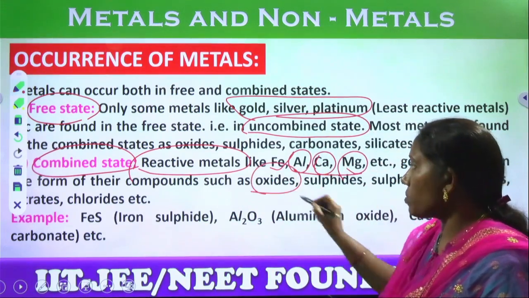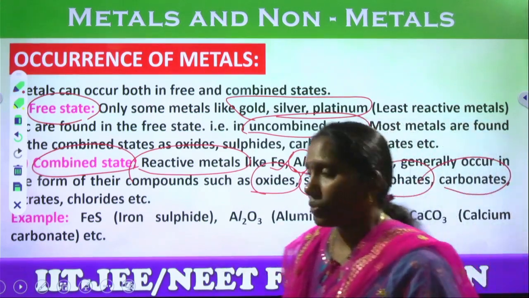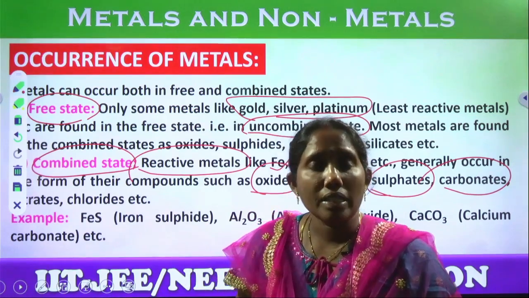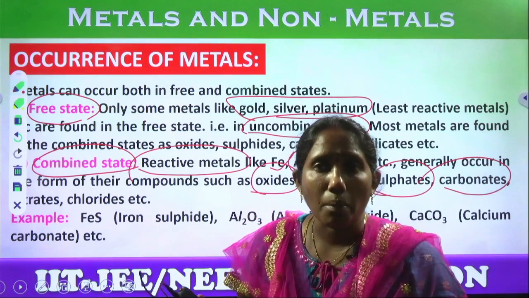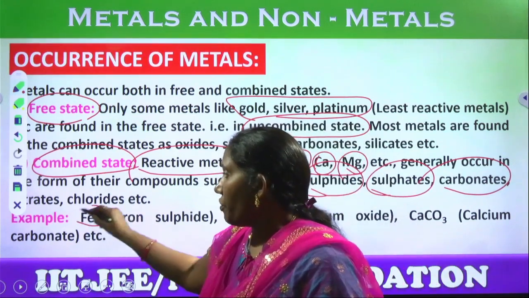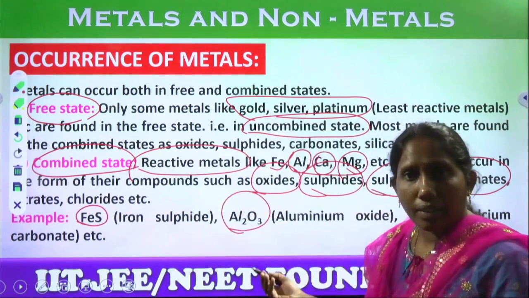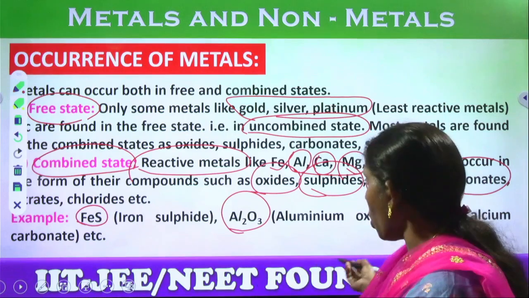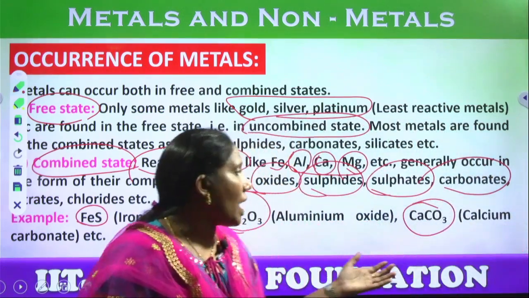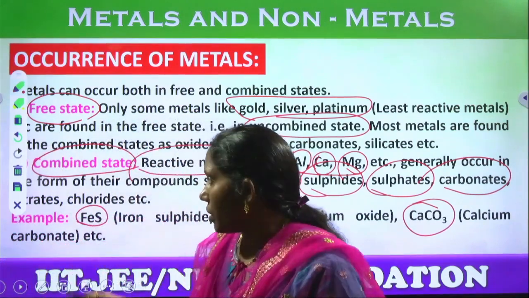They form oxides, sulfides, sulfates, carbonates and chlorides. They react with other elements and form these types of compounds, and that is why they exist in the combined state. Examples: FeS, which is iron sulfide; aluminium exists as aluminium oxide; calcium reacts with carbon and oxygen and forms calcium carbonate. So these exist in the combined state.